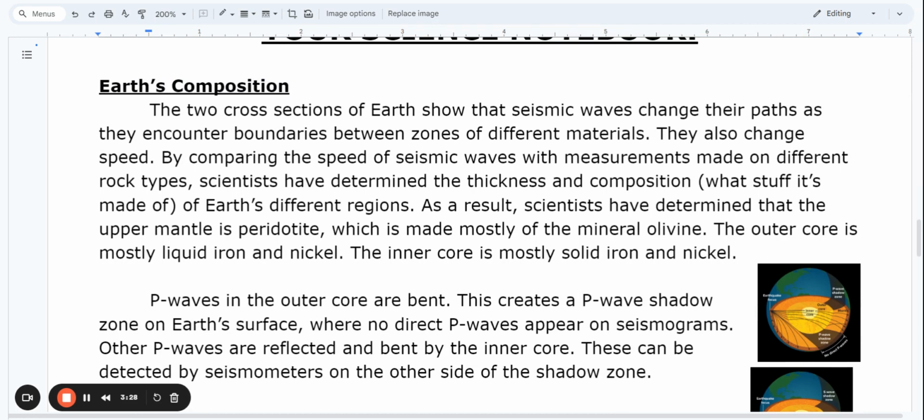Earth's composition. The 2 cross sections of Earth show that seismic waves change their paths as they encounter boundaries between zones of different materials. They also change speed. By comparing the speed of seismic waves with measurements made on different rock types, scientists have determined the thickness and composition, or what stuff it's made of, of Earth's different regions. As a result, scientists have determined that the upper mantle is peridotite, which is made mostly of the mineral olivine. The outer core is mostly liquid iron and nickel. The inner core is mostly solid iron and nickel.